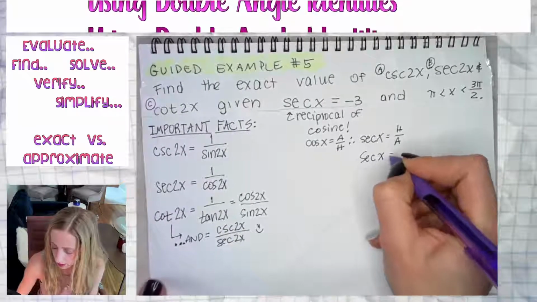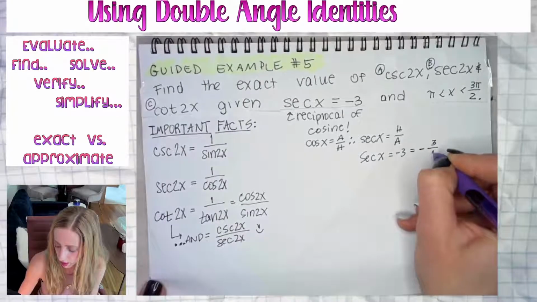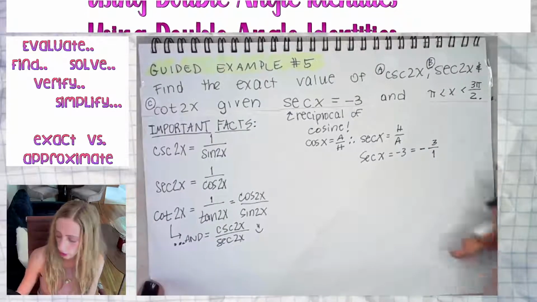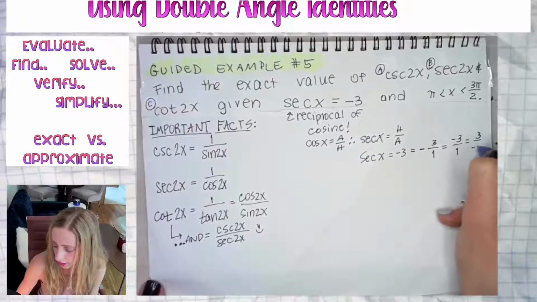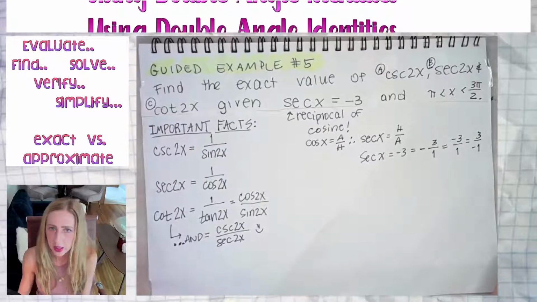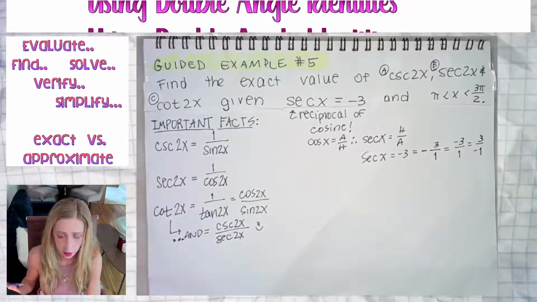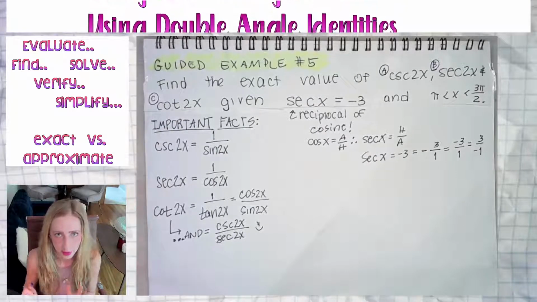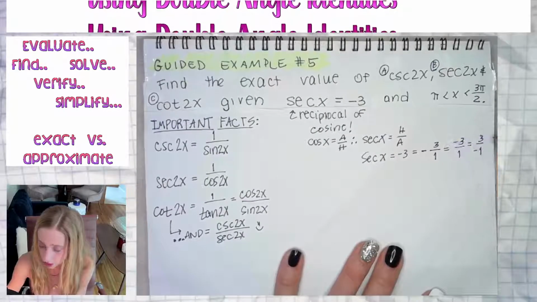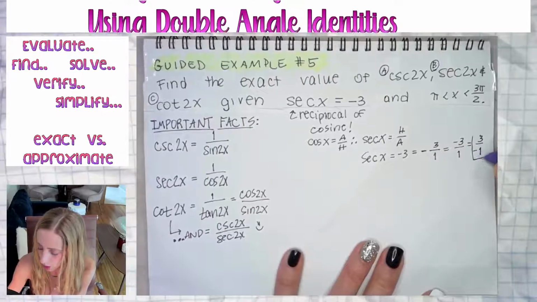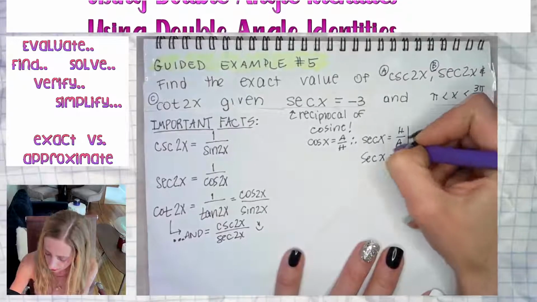Secant x equals -3, which is the same as -3 over 1. Now, maybe that's -3 over +1. Maybe that's 3 over -1. If you remember some things that we've talked about, when we draw our reference triangle on the unit circle, the hypotenuse is never negative. So if the hypotenuse is never negative, and the hypotenuse is referring to that 3 over there, we're probably looking at labeling our triangle with that. And that's going to be our hypotenuse over adjacent.